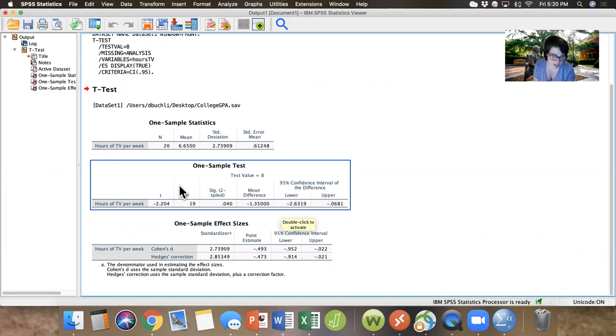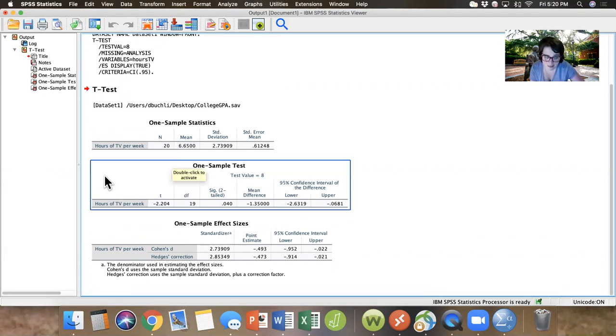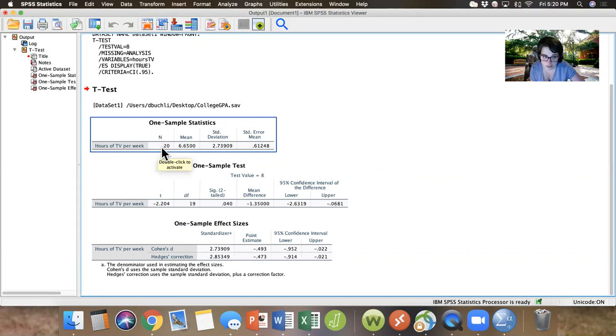So in the first table there, it says one sample statistics, right? So what that means is first we have, for our sample of the students at Made Up University, our sample size, which is N, okay? So we've got 20 observations or 20 students. We've got our sample mean of 6.65.